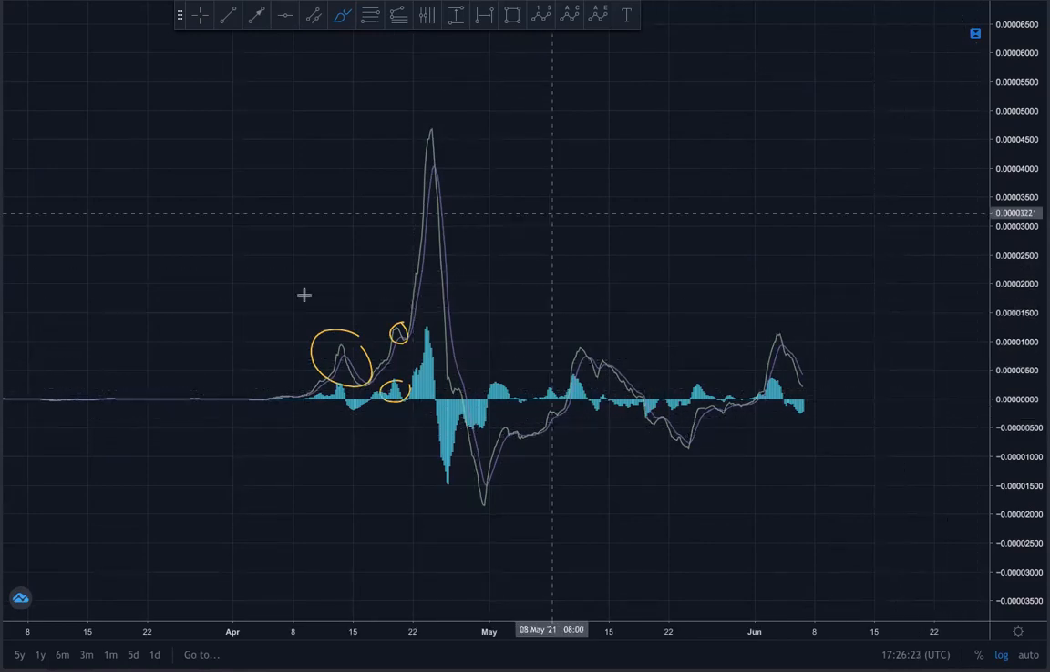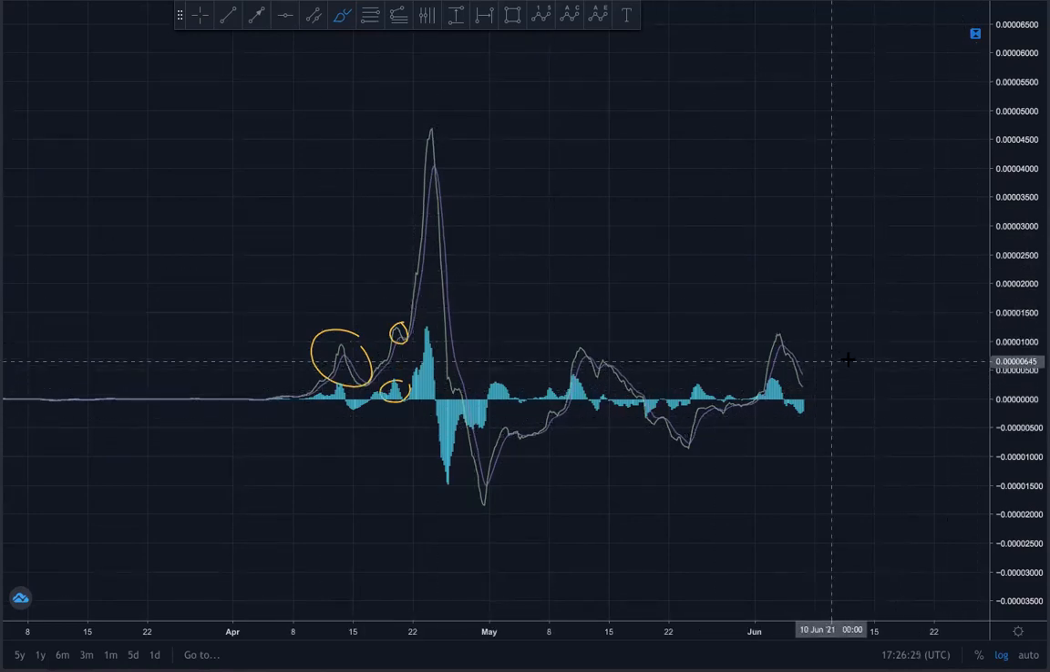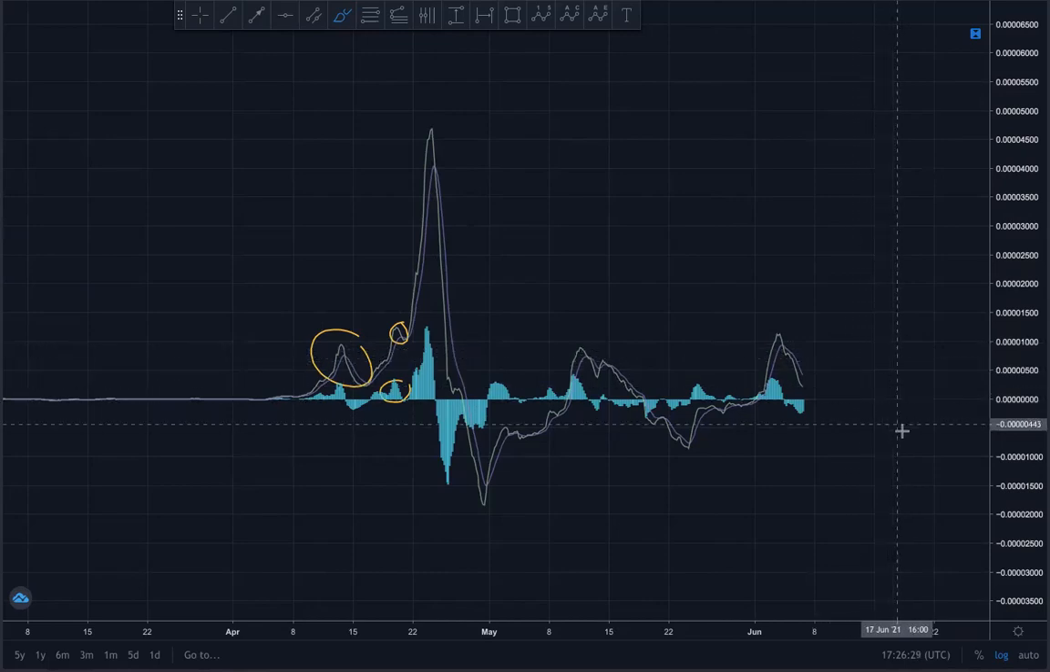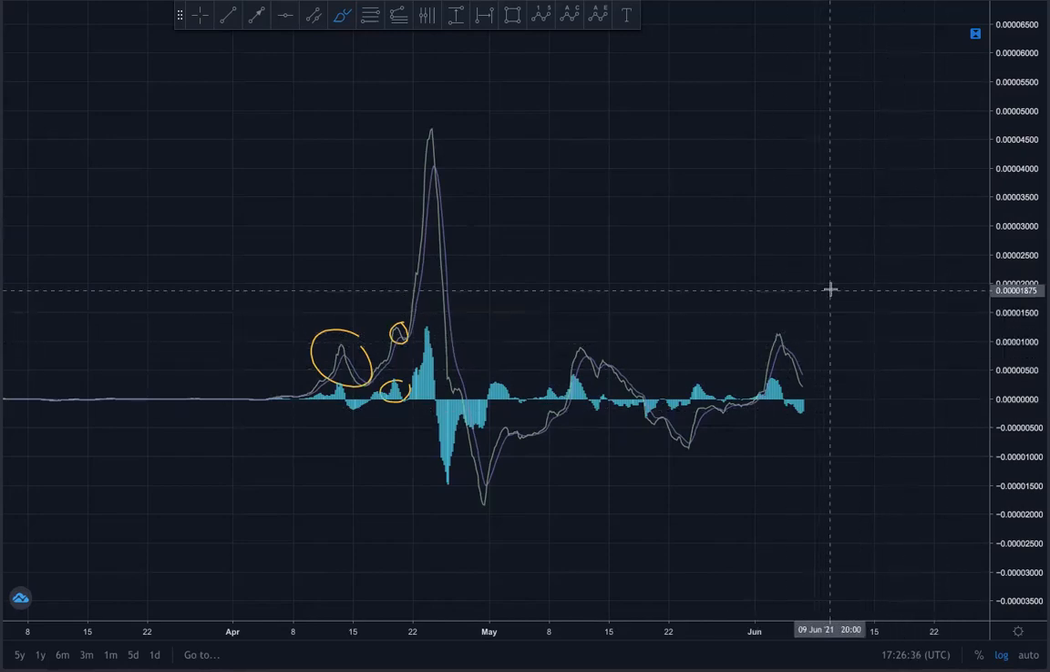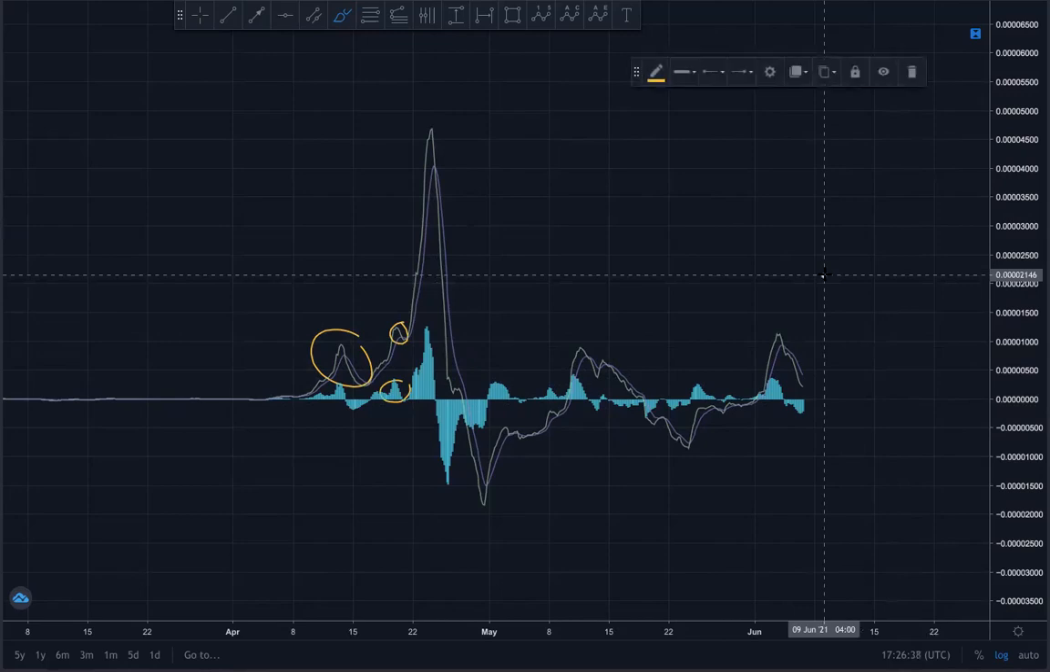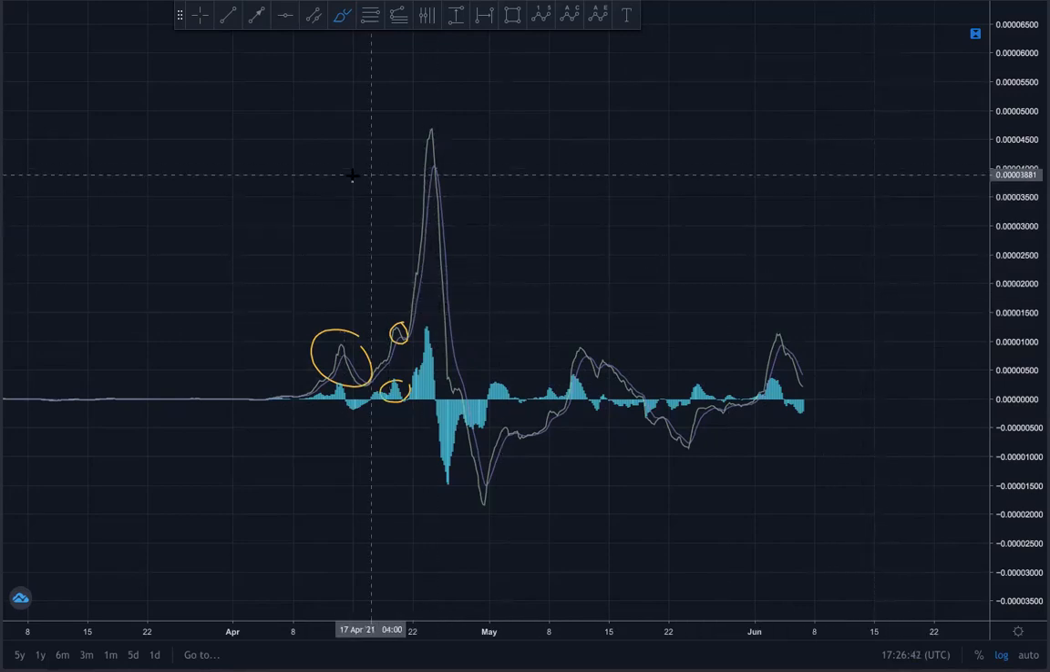I don't see it making a lower low, in which case I wouldn't mind it making a lower high here and then a higher low, and then a lower high and a higher low. That's fine. This is a 4-hour MACD. So that's that. All right.